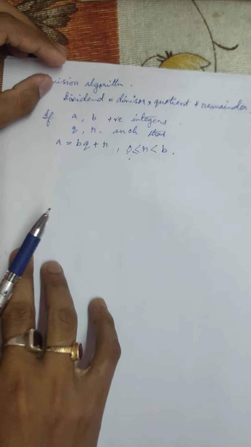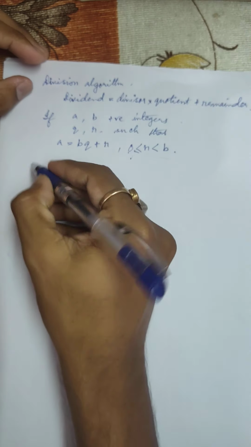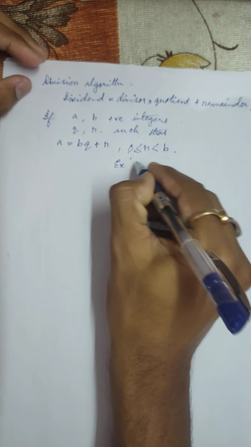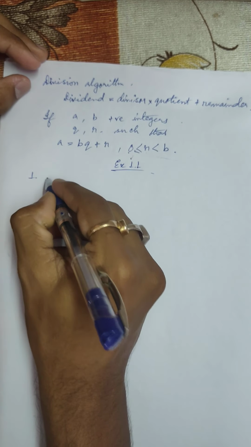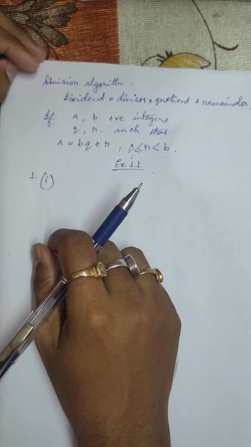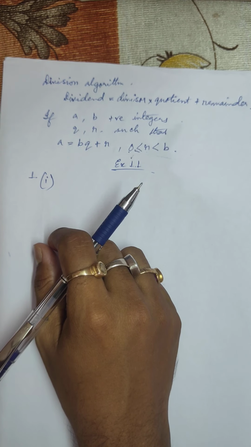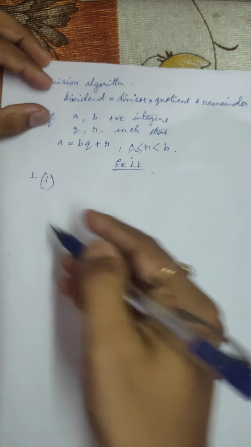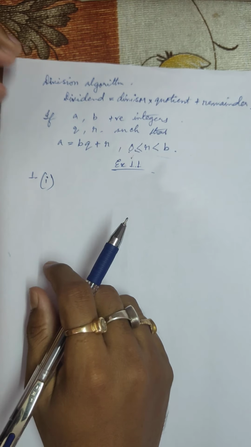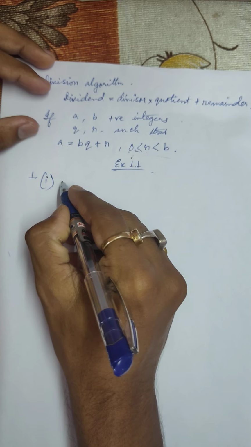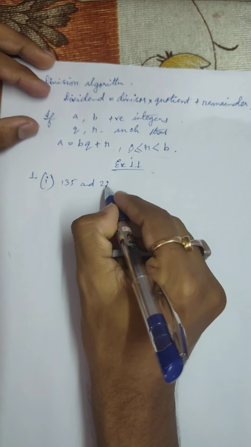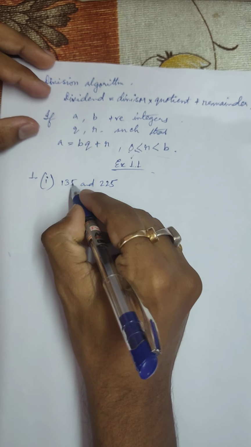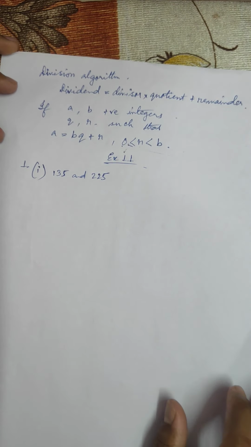So now we have to use it in exercise 1.1. Using Euclid's division algorithm, we have to find the highest common factor, HCF, of the given numbers. So first, let me show the first one. There are two numbers given, 135 and 225.